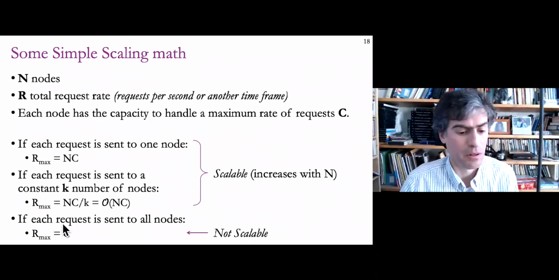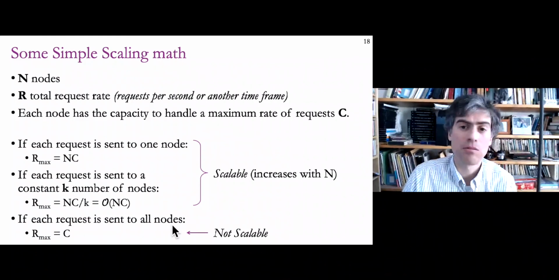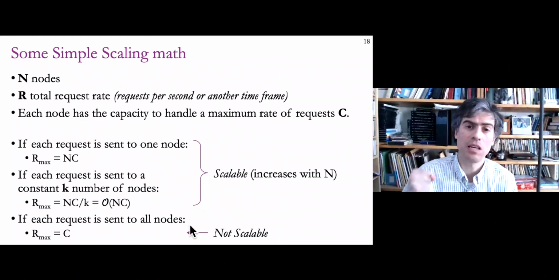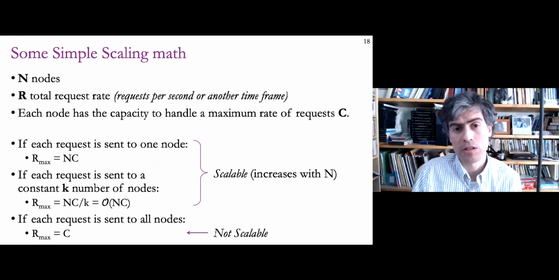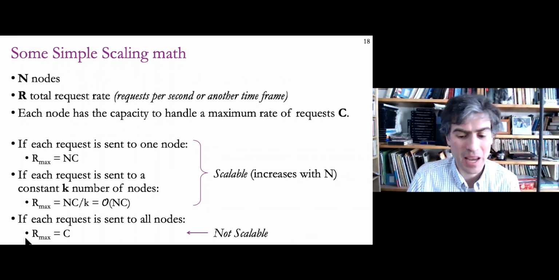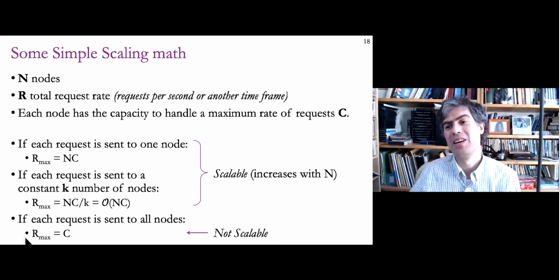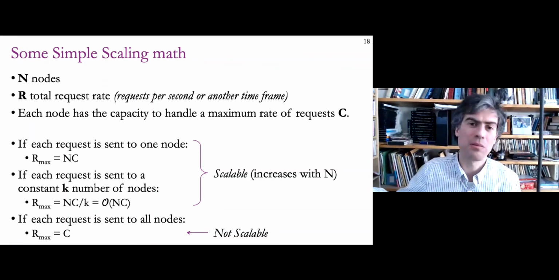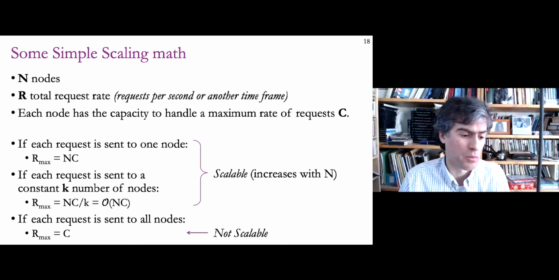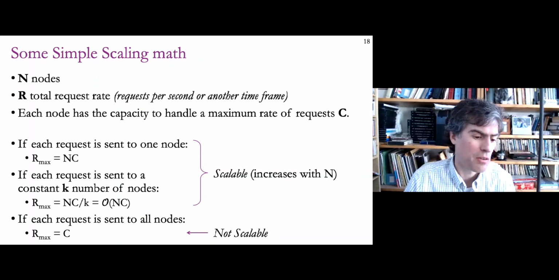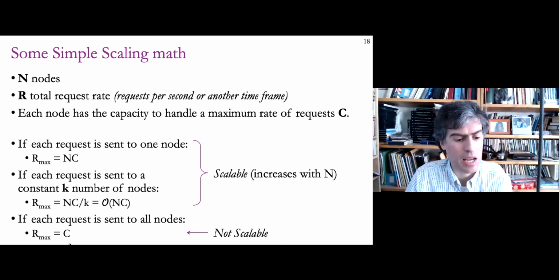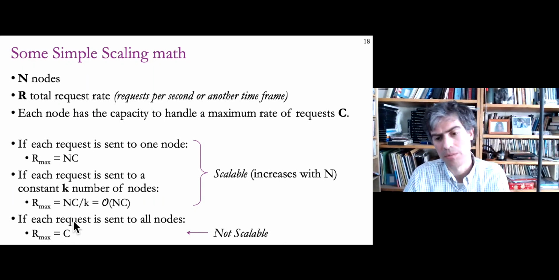What's not scalable is this final case where we send the request to every single node. If our request has to involve every node in our system, then adding more nodes doesn't help, because every time you add another node, you're also adding more work that needs to be done in total for every request. So the rate of requests is just going to be equal to the capacity of a single machine, because every request needs to go through every machine. As you increase n, this value c doesn't go up.